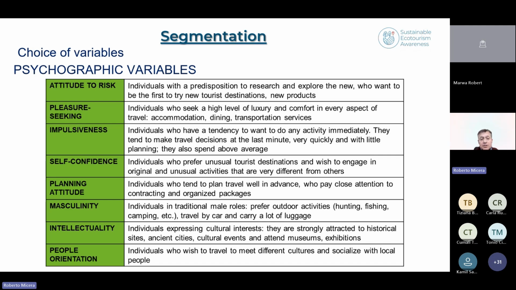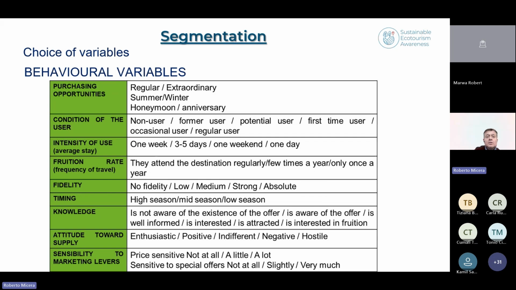Planning attitude: individuals who tend to plan travel well in advance and who pay close attention to contracting and organized packages. Masculinity: individuals in traditional male roles. Intellectualism: individuals expressing cultural interest. People orientation: individuals who wish to travel to meet different cultures and socialize with the local people. And purchasing opportunities like regular, extraordinary, summer, winter, honeymoon, anniversary.